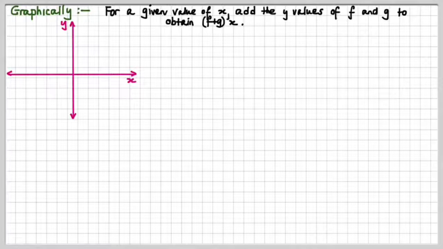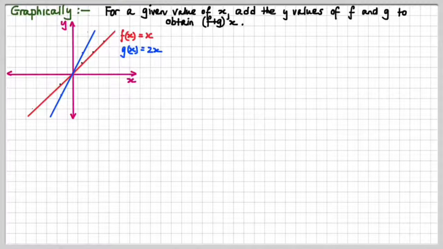Now, we could do this graphically by adding our ordinates. I will show you. There's f(x) equals x, and there's g(x) equals 2x. Now, if you want to work out what (f plus g)(x) is, you add the ordinates, being the y values for any given chosen value of x, together, and you'll get (f plus g)(x). You see, I'll show you.